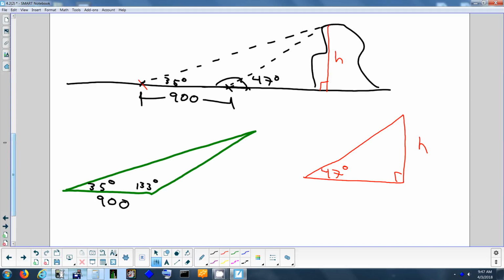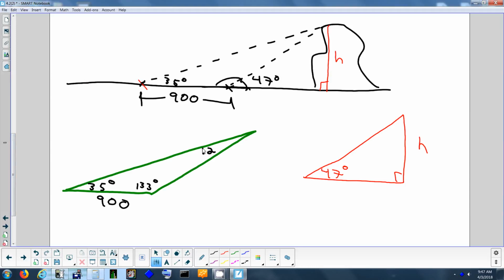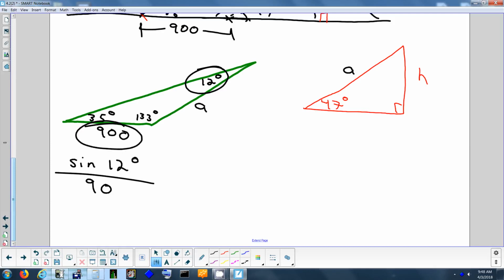All right, so now let's add these up. 35 plus 133, that gives me 168, which gives me 12 for this angle at the top. Okay, and let's just call this other side A, which is also the hypotenuse of that red triangle. Now I'm going to find A. I don't care about anything else, just A. So we're going to do sine of an angle divided by the side across from it. So sine of an angle divided by what's across.